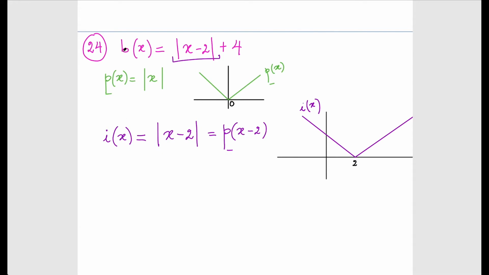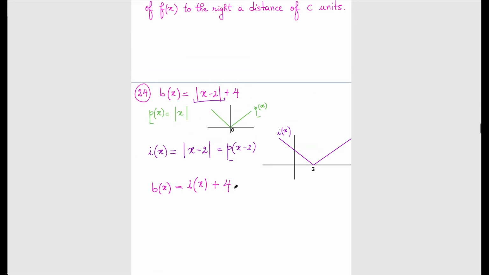I'm building towards B, right? What am I still missing in B? I'm still missing the plus 4. So I'm going to, and this is I of x. So B of x is I of x plus 4. Okay? So B of x is this guy, which is I of x plus that 4. Okay? Do we know how to graph I of x? Yeah, it's that guy. That's I of x. So you want to graph now I of x plus 4.